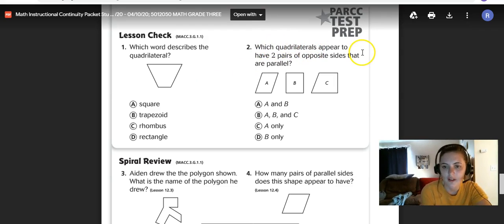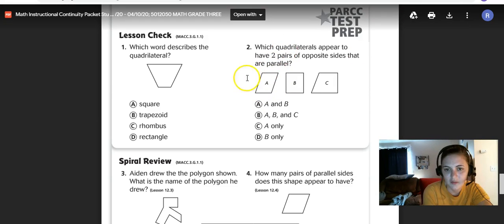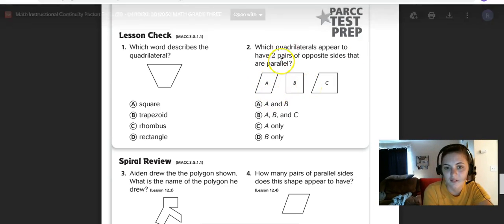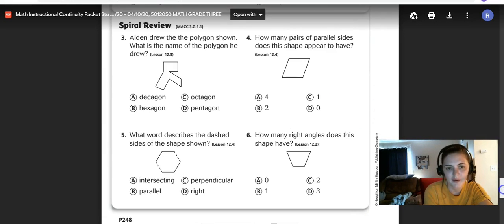Number 2 says, which quadrilaterals appear to have two pairs of opposite sides that are parallel? So just try and extend these out, see which ones have two pairs. So meaning these ones are parallel and these ones are going to be parallel. And see which ones work for you. And then this is a spiral review. I don't believe this ever was gone over in class, so I'm going to help you out with this one.